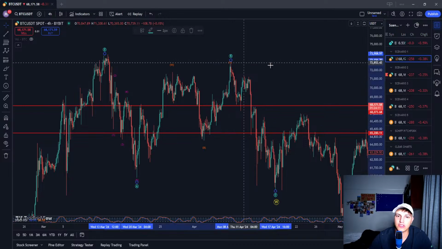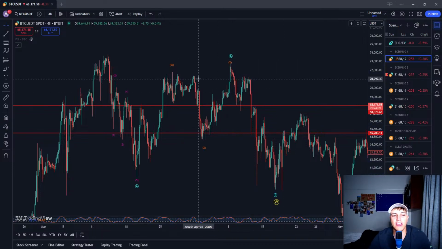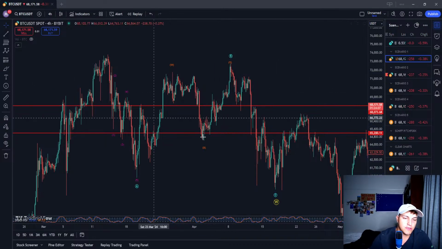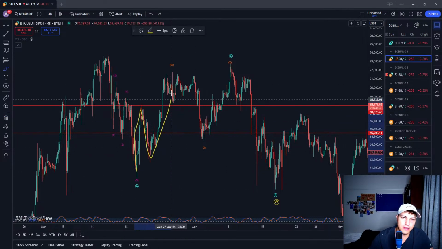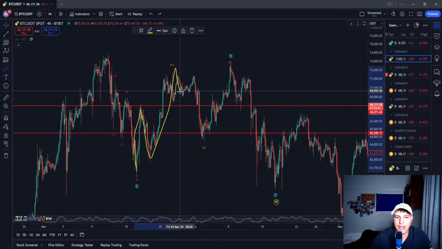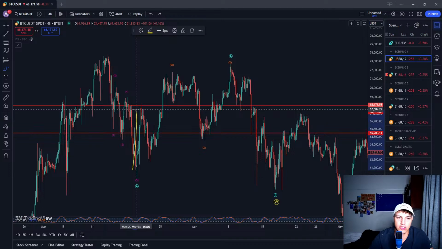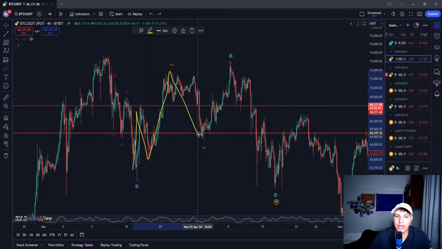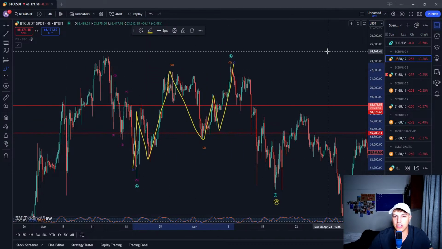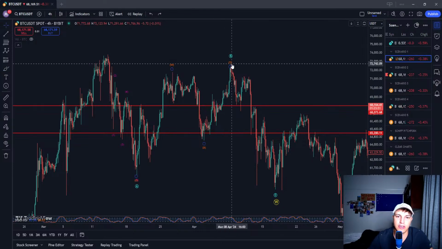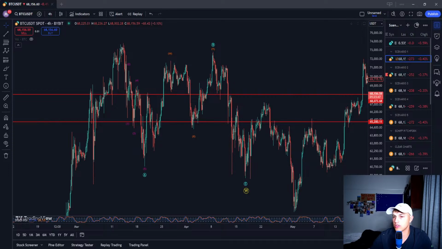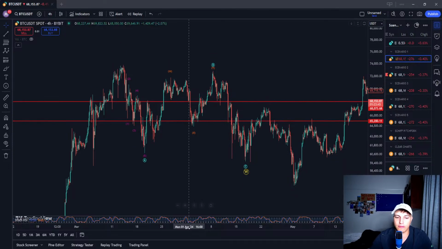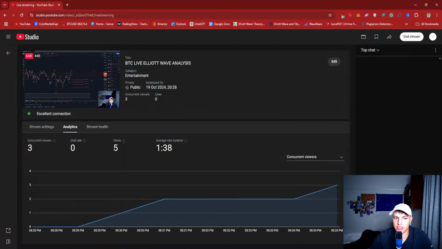So remember, a WXY are all 3-wave structures. So if you see A, B, C in W, A, B, C, and X. X actually can be any corrective structure. So A, B, C, and W, X, and A, B, C, and Y. Perfect. That looks very, very nice. This is on our main scenario at the moment. So I'm just doing the charting for this. Is anyone saying anything? Not yet.